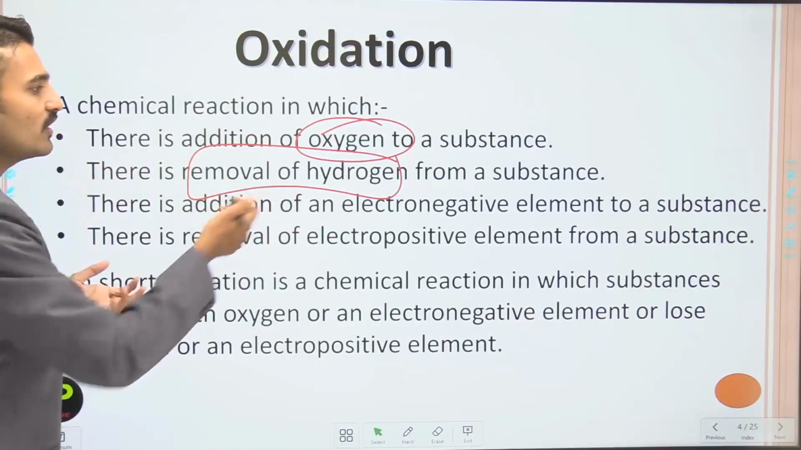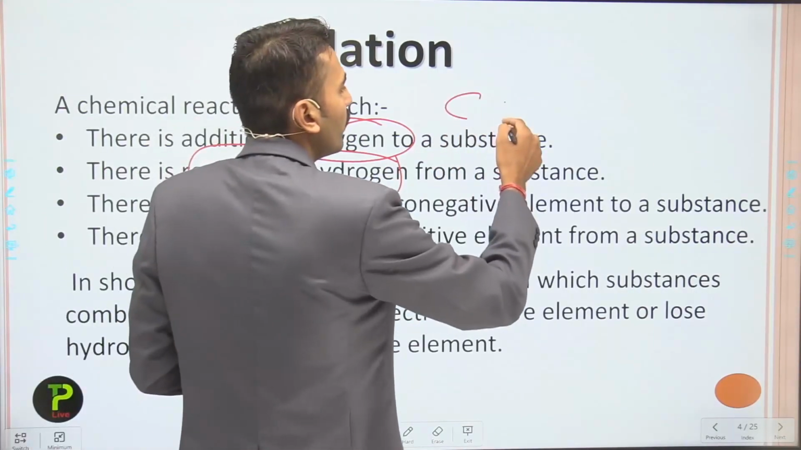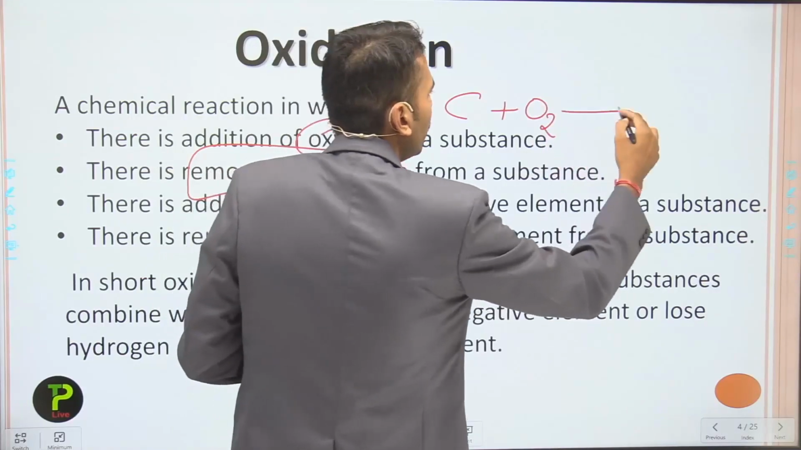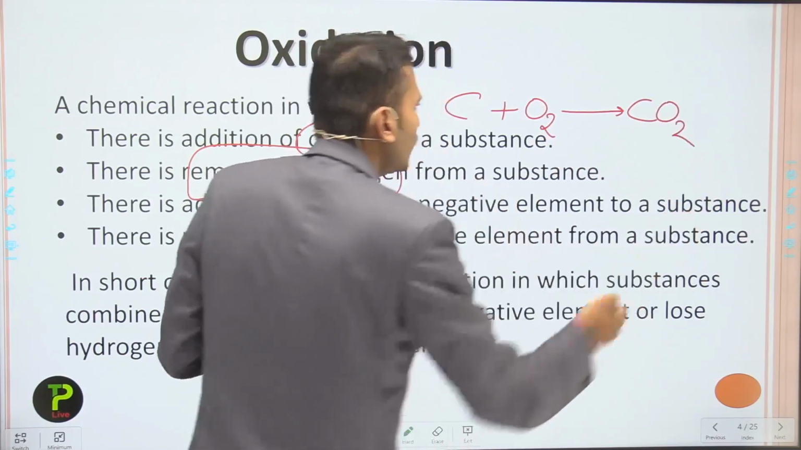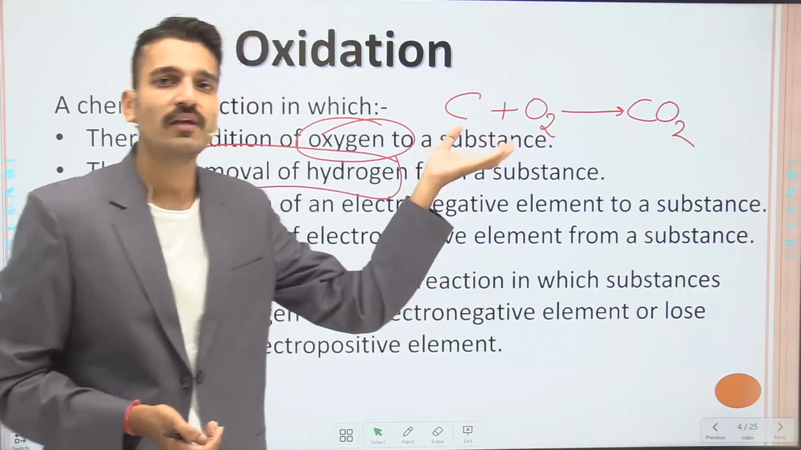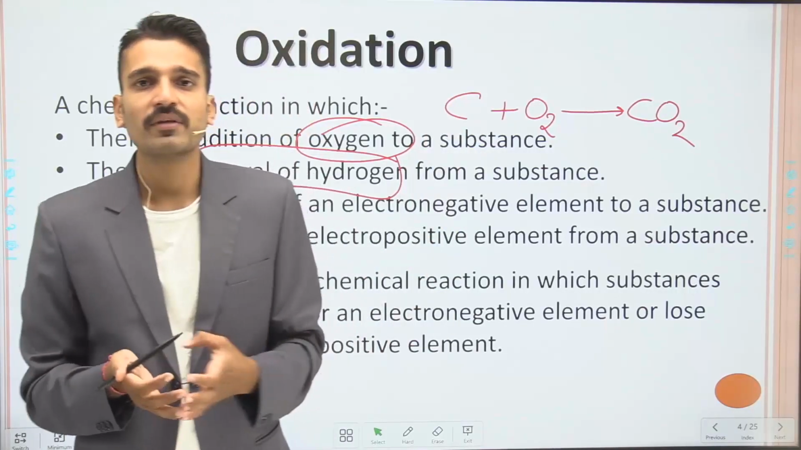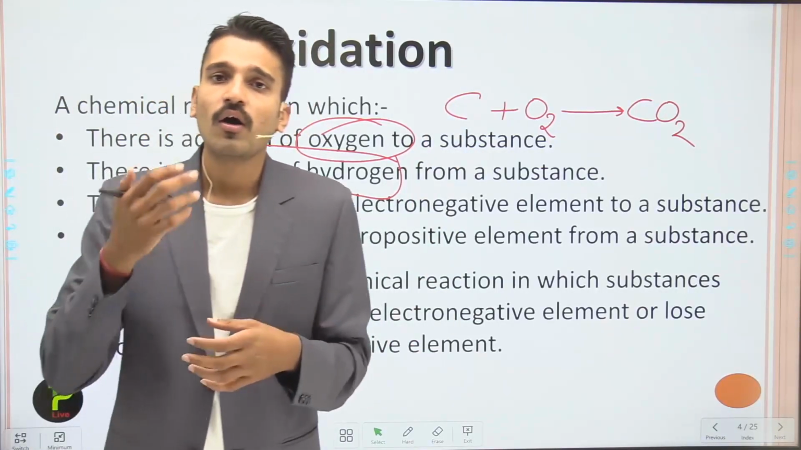Either of these processes occur. Just for an example, if I have carbon and it is burning, it forms carbon dioxide. Since the burning of carbon is happening in the presence of oxygen, I can say that oxygen is being added to the carbon. But what happens if there is no oxygen available?